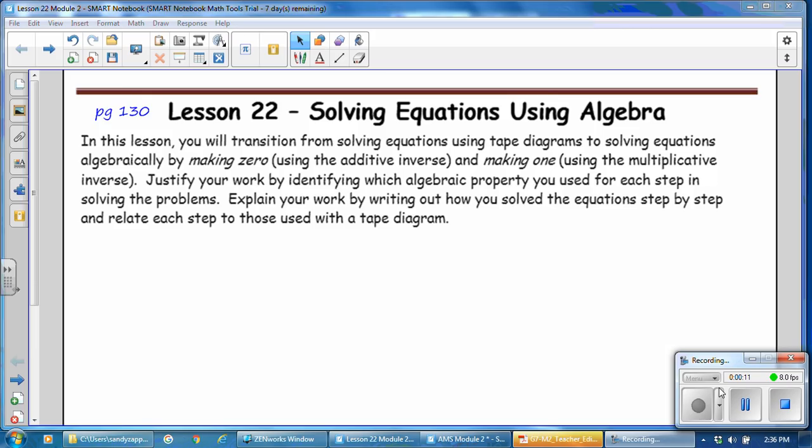In this lesson, you will transition from solving equations using tape diagrams to solving equations algebraically by making 0 using the additive inverse and making 1 using the multiplicative inverse. Justify your work by identifying which algebraic property you used for each step in solving the problems. Explain your work by writing out how you solve the equations step by step, and relate each step to those you used in the tape diagram.